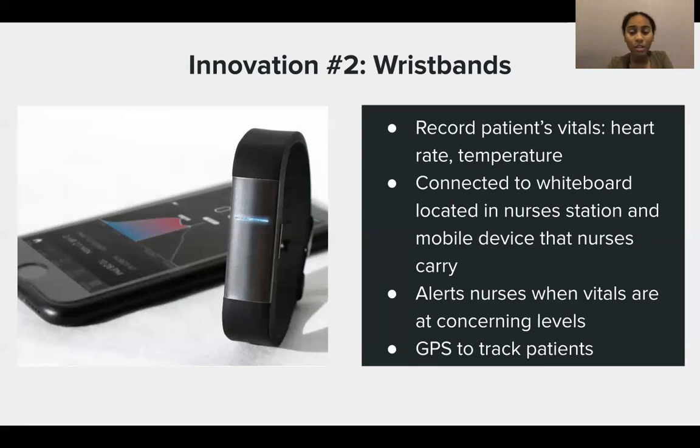Along with tracking vitals, these wristbands will have a GPS to track the patient's location, which the staff can see on the whiteboard and on their mobile devices. This feature helps address the concern of the difficulty locating patients once they are in the ER. As a result of being able to locate patients faster, they will be able to receive care faster, which once again decreases wait time. Additionally, it helps track down patients that leave the premises of the hospital when they're not supposed to.